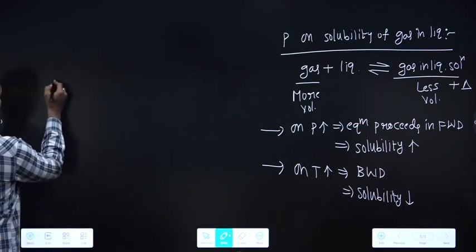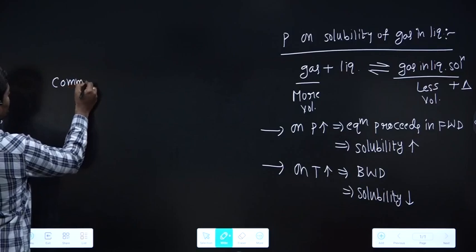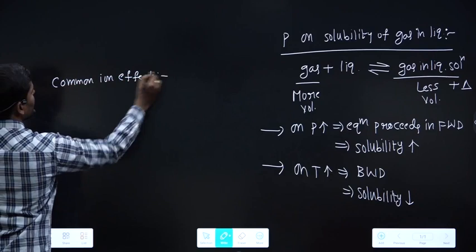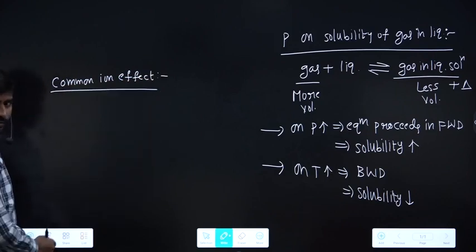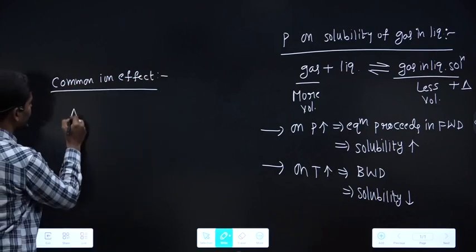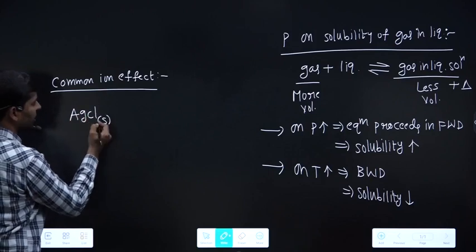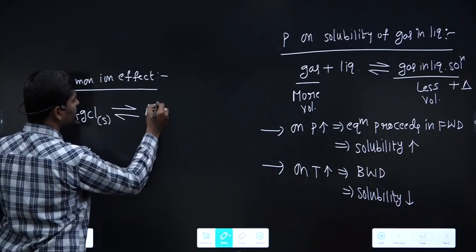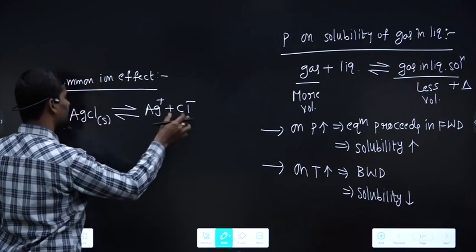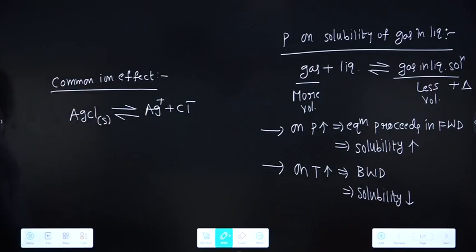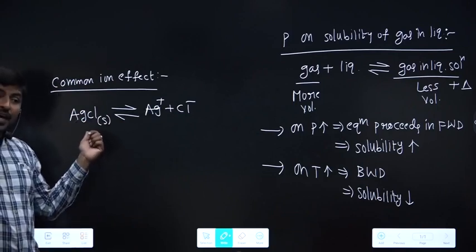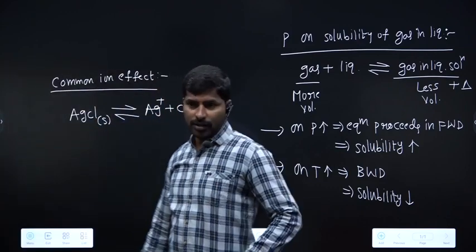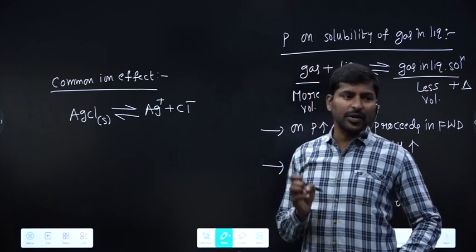Next, we can also explain the common ion effect based on Le Chatelier's principle. Common ion effect. If you take silver chloride solid and dissolve it in water, there exists an equilibrium between Ag plus and Cl minus ions and AgCl solid. Since it is a sparingly soluble salt, silver chloride is what? A sparingly soluble salt.